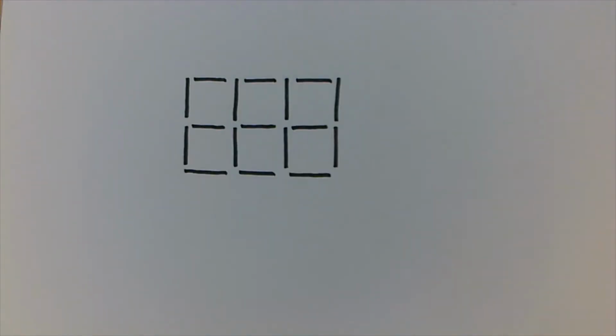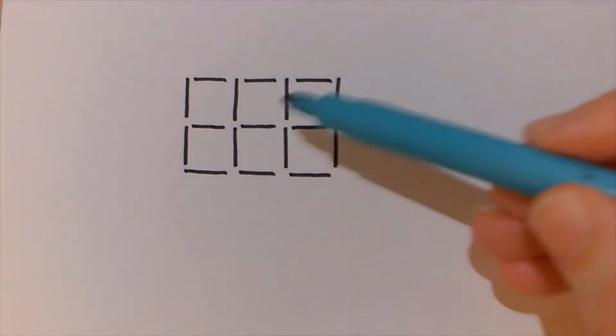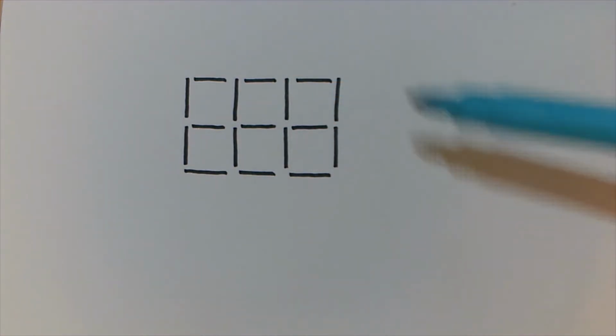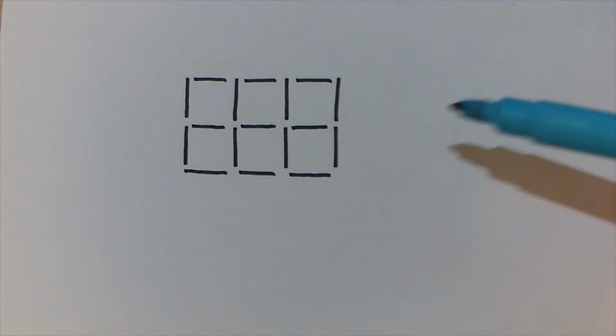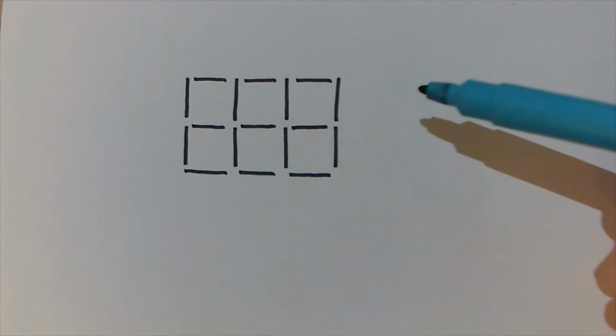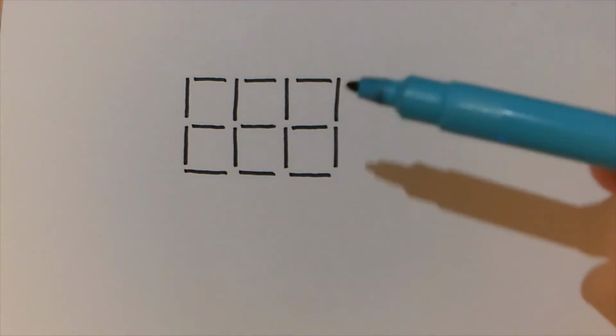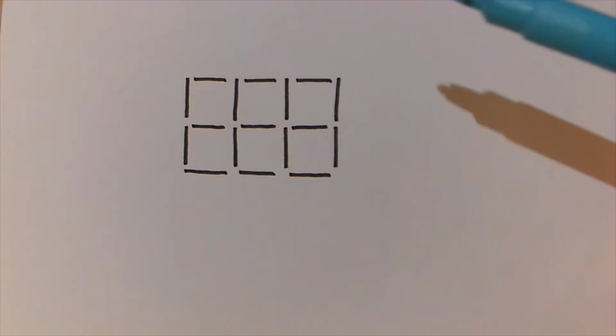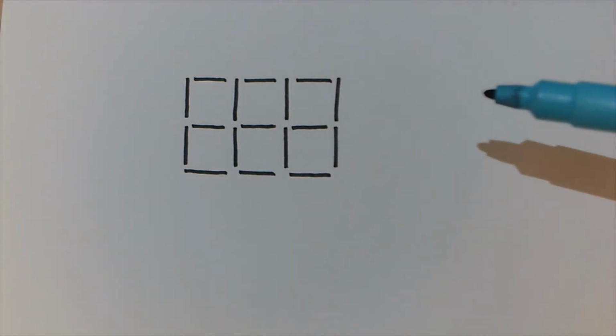Okay, here we go with the first problem. The diagram shows 6 small squares made with matchsticks. How many matchsticks must be removed to leave precisely 3 small squares which touch only at the corners?